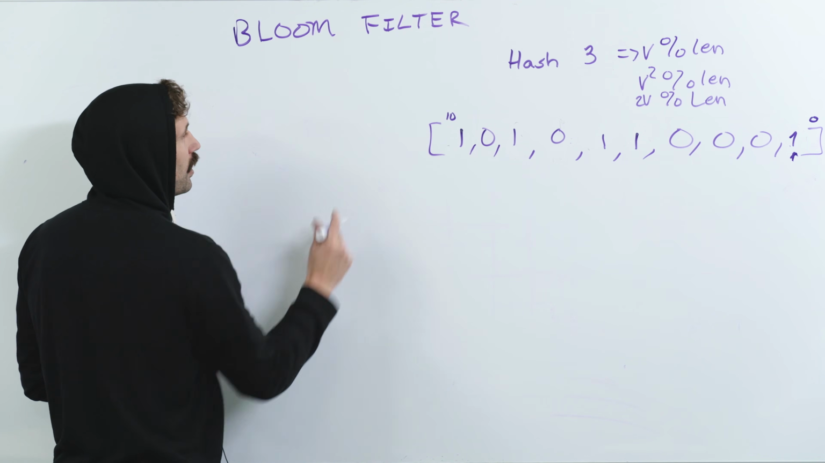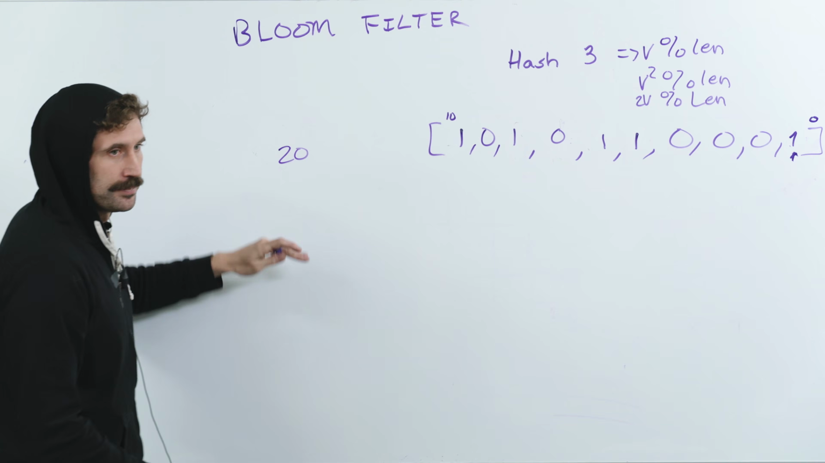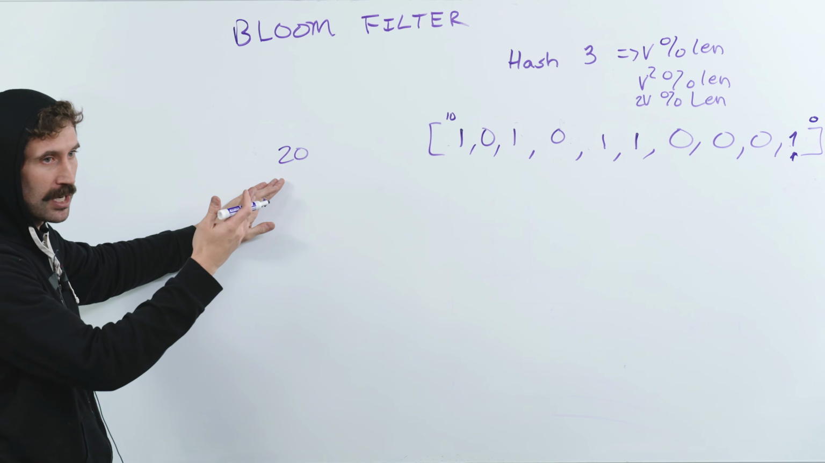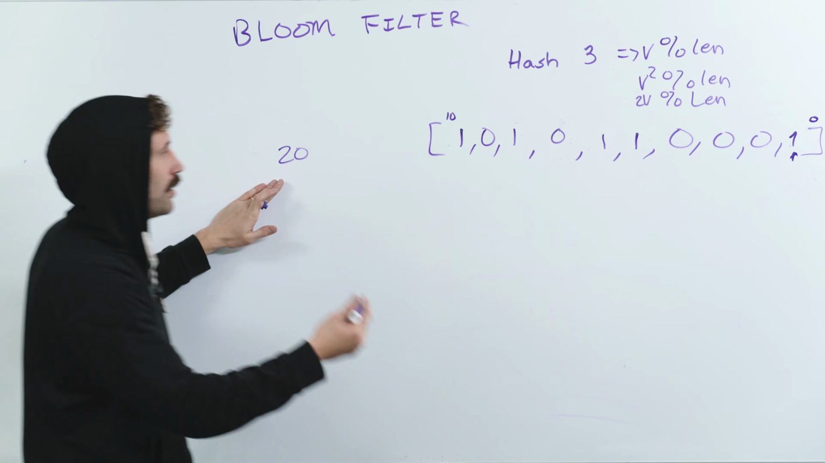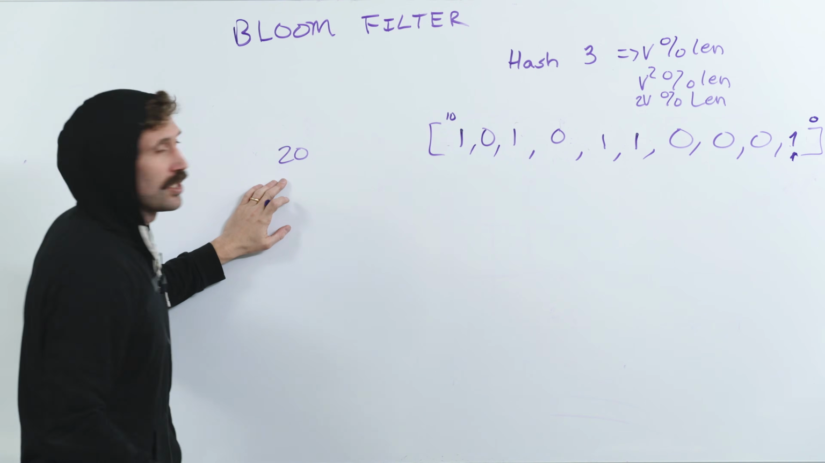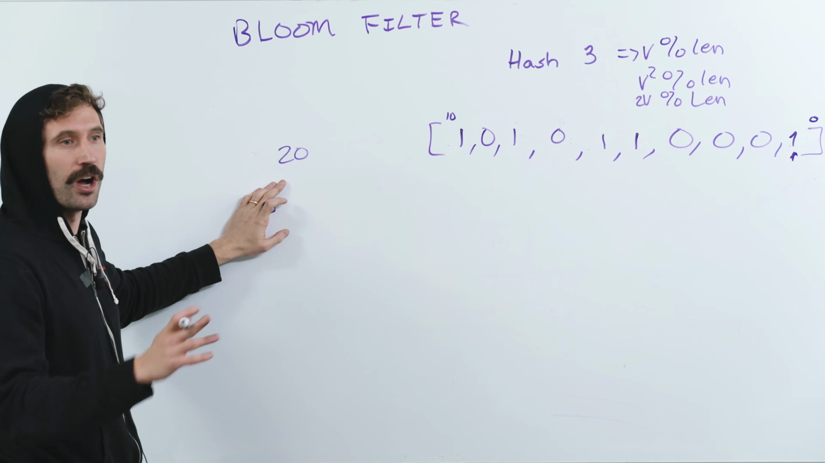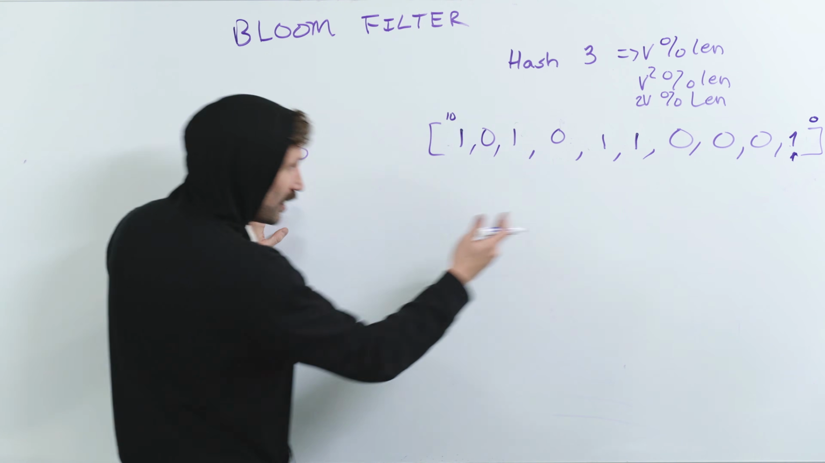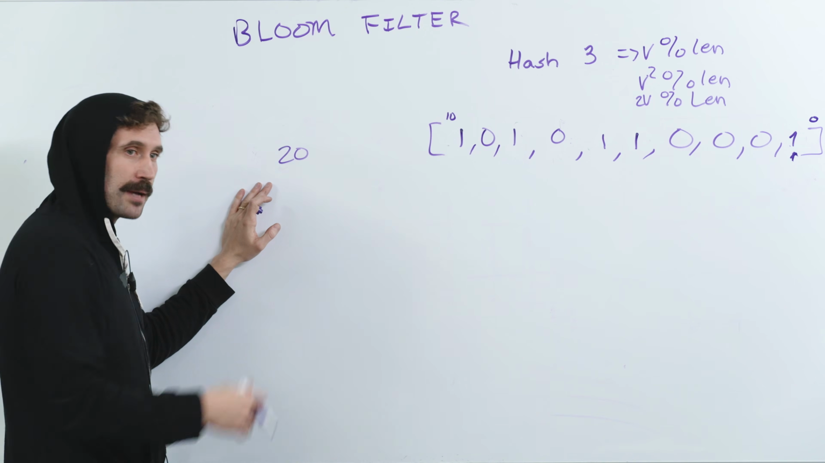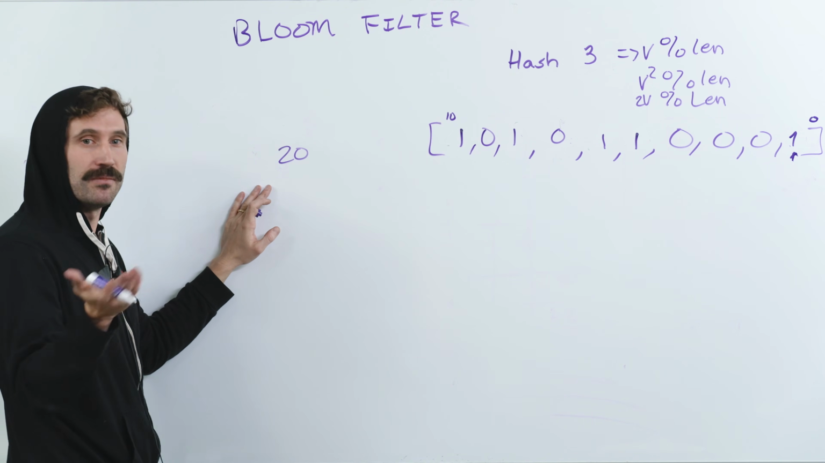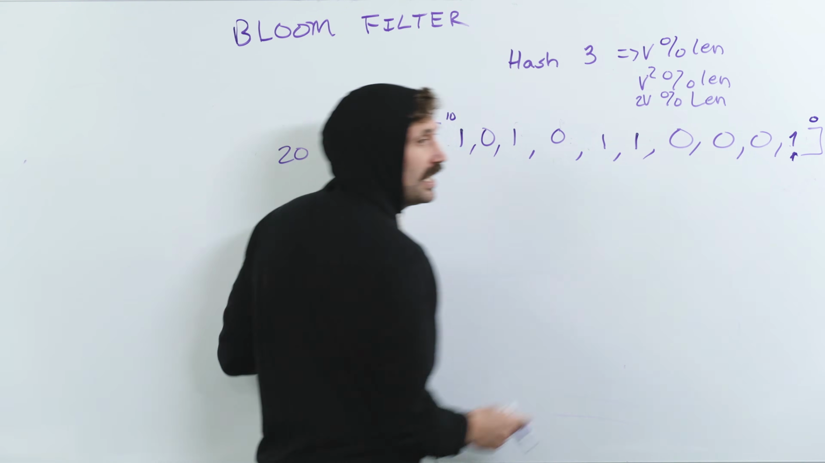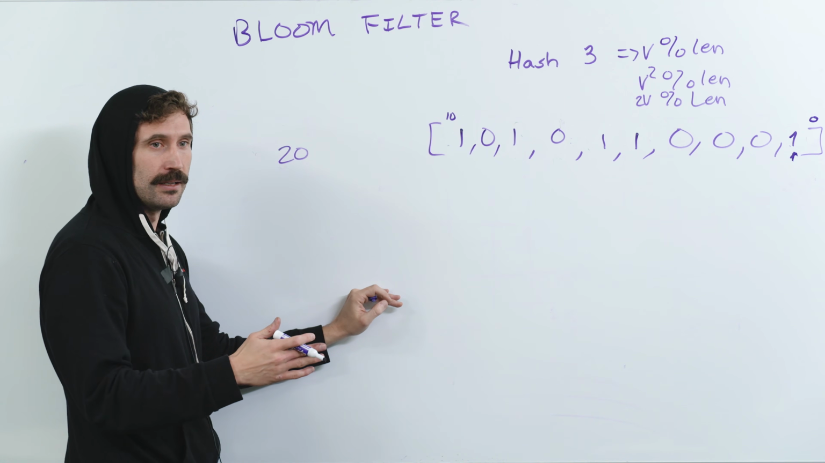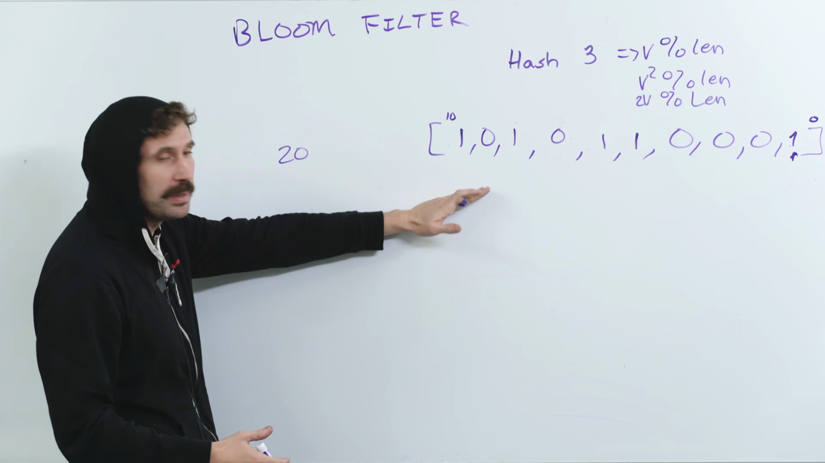So here's where it falls apart. Let's say we do 20. All right, 20. What's the modulo of 20? 0. OK, could be in here. What's the square of 20? 400. 400 modulo is 0. Again, OK. Times it by 2? 40. 40 modulo is 0. OK, it could be in this set. Is it in the set? No, but it could be in the set.